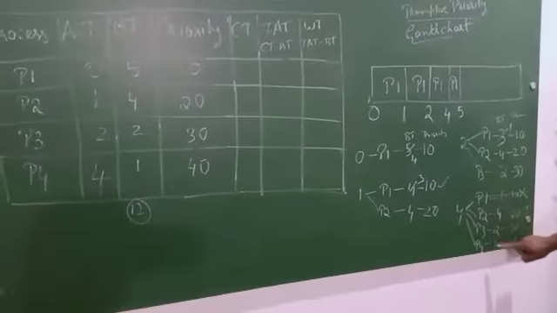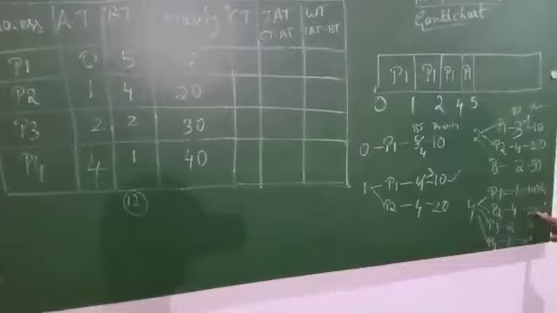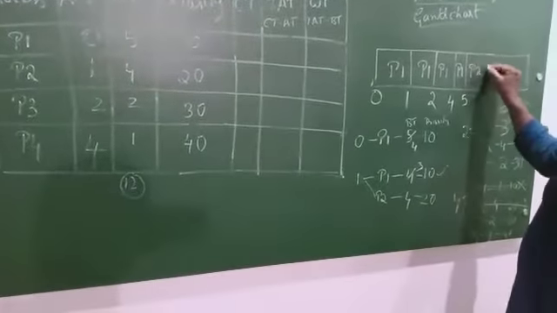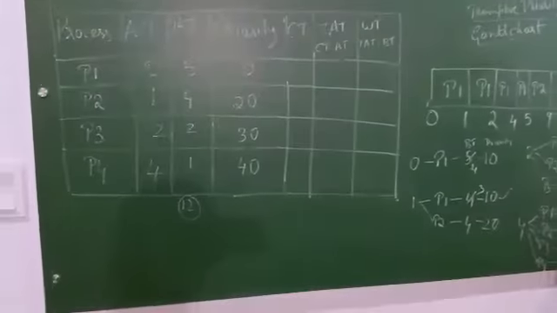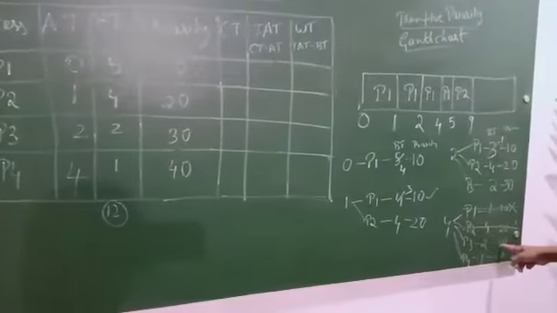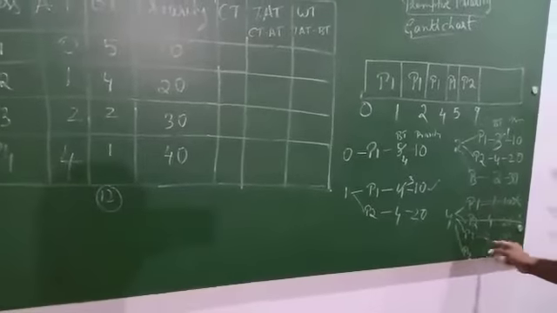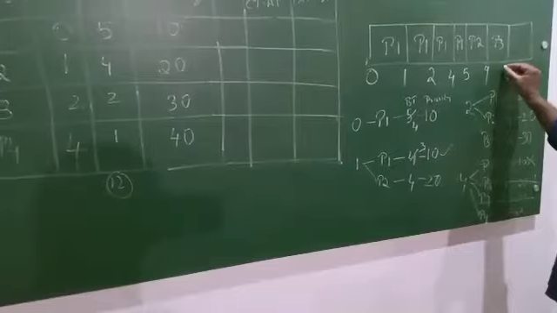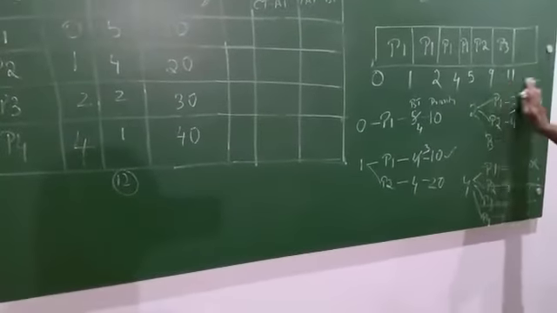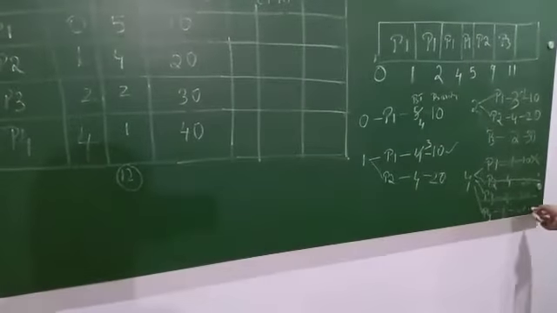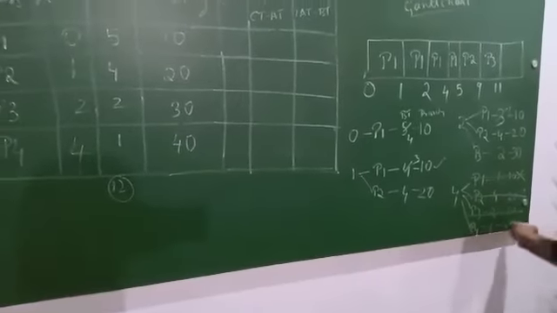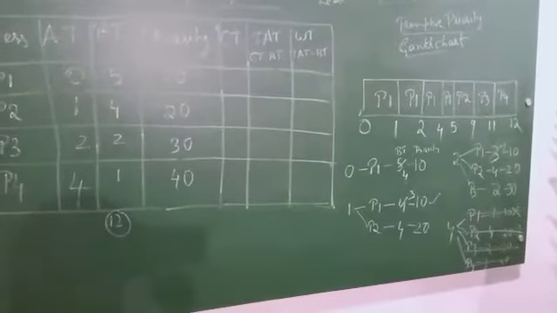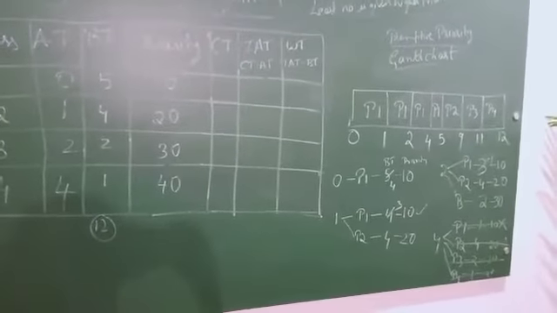Next P2, P3, P4 left out. Which is having more priority? Your P2. It needs 4 seconds, so P2 will execute for 4 seconds and it becomes 9. Next higher priority is P3, which has 2 seconds, so 9 plus 2 is 11. The remaining process is your P4. It needs 1 second, so it becomes 12. That's it. Hope you understood.